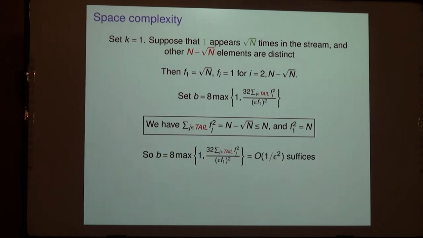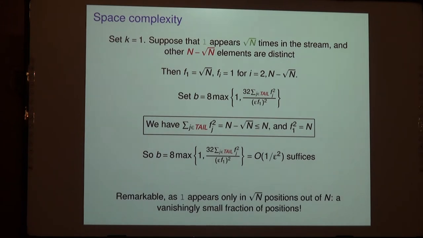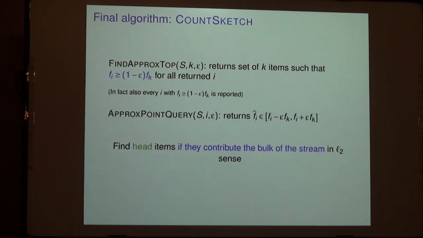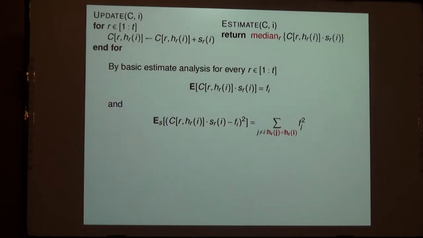OK. Good. So now let's just prove the guarantees. This is a quick summary. We got the count sketch algorithm, and this was the find approximate top data structure that was returning the top k elements approximately. It's based on approximate point query. Good. So the proof details.